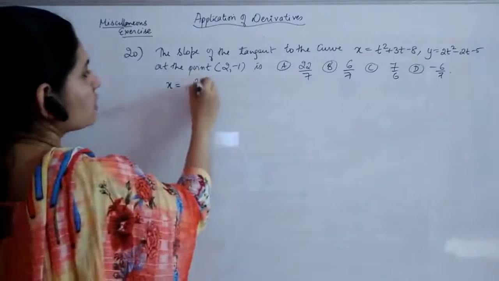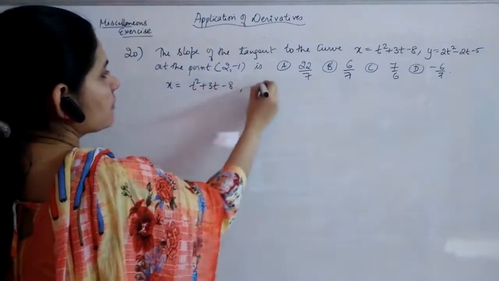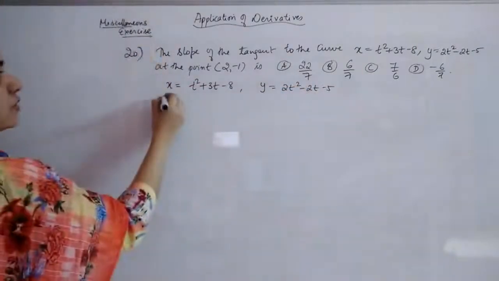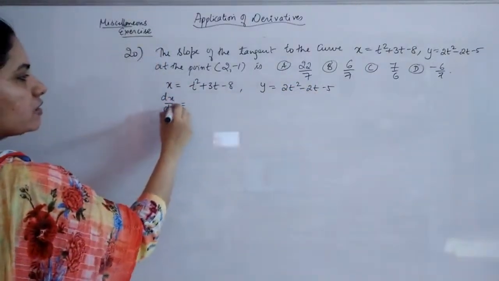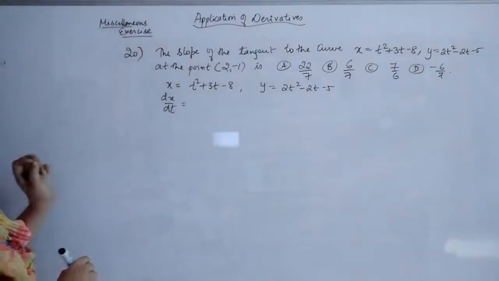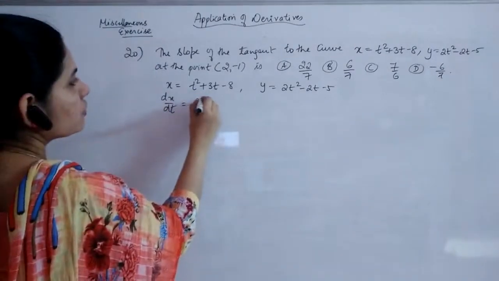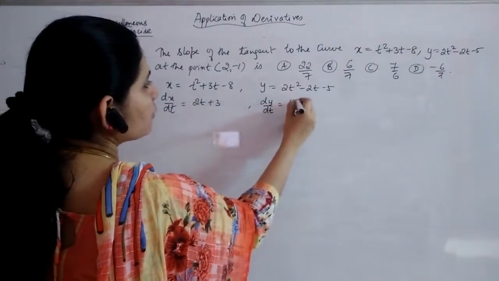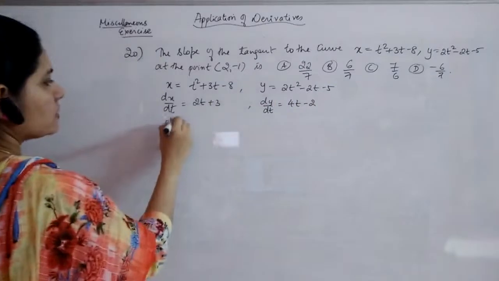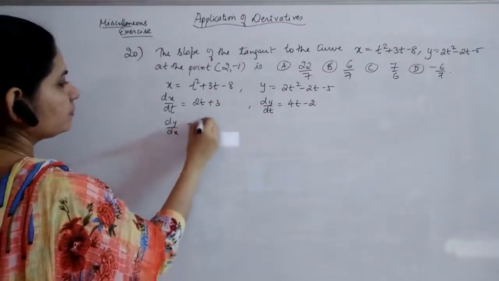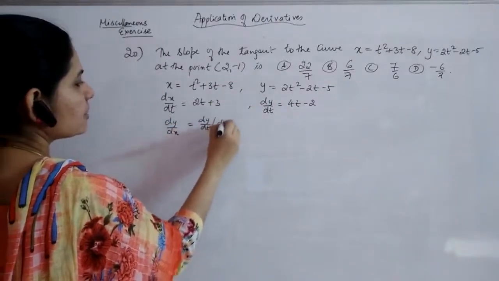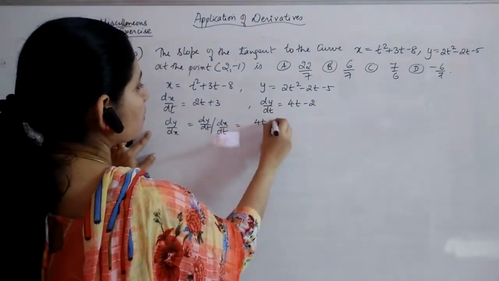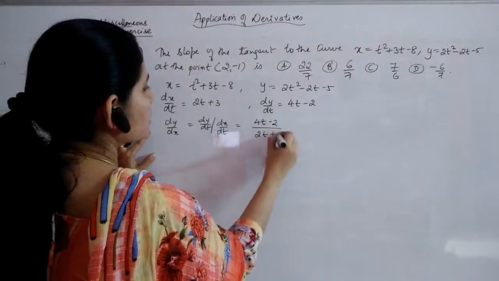So x is equal to t square plus 3t minus 8 and y is equal to 2t square minus 2t minus 5. So you have to find out dx by dt, then dy by dt, and after that dy by dx. So dx by dt will give you 2t plus 3 and dy by dt will give you 4t minus 2. So dy by dx will be dy by dt divided by dx by dt, which is equal to 4t minus 2 divided by 2t plus 3.